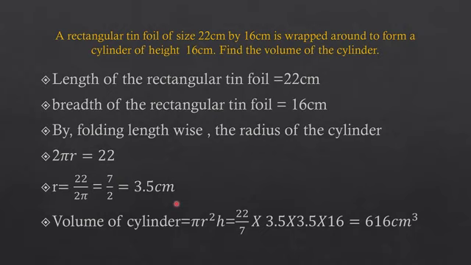Now we know that the volume of cylinder is pi r square h. H is given 16 centimeter. So the volume of cylinder will be 616 centimeter cube. So these are some of the very basic numericals which will actually help you understand where to use the formula and what formulas to be used. These kind of questions can be practiced from your textbook. There are a lot of practice questions like this.